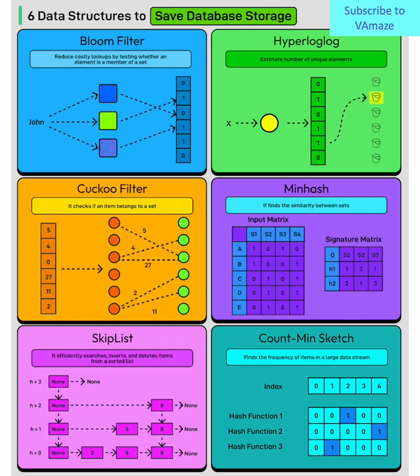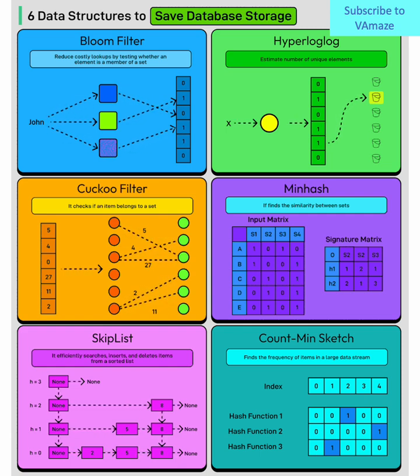4. MinHash, the similarity detective. What it does: estimates similarity between sets efficiently, enabling near-duplicate detection and clustering. The core concept: instead of comparing entire sets element by element, which is expensive, MinHash creates compact signatures that preserve similarity relationships.